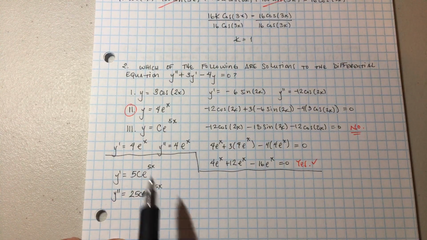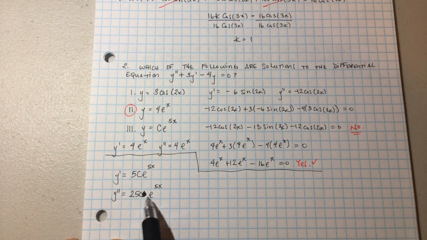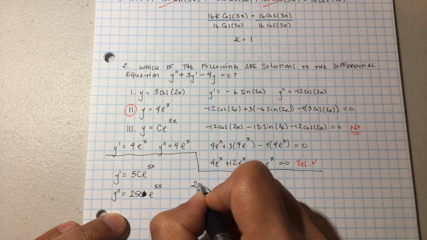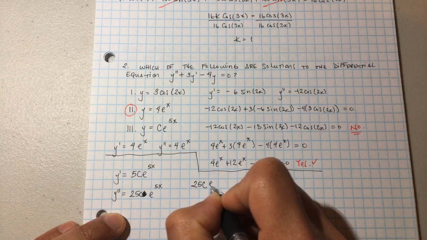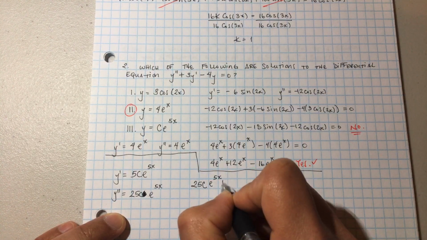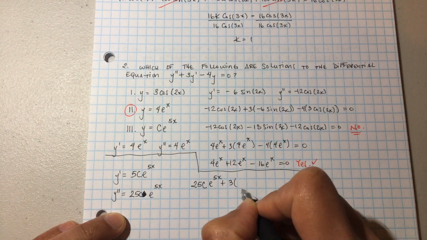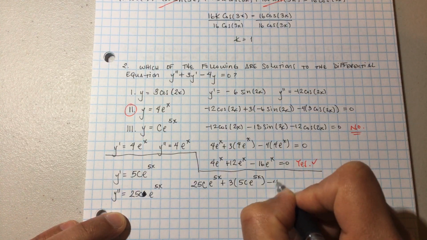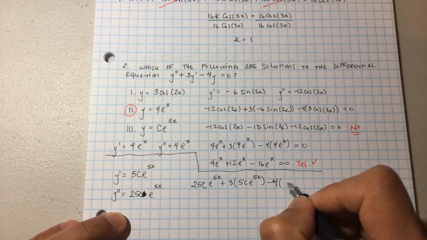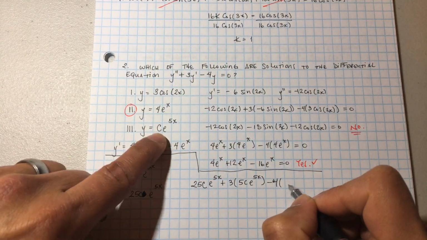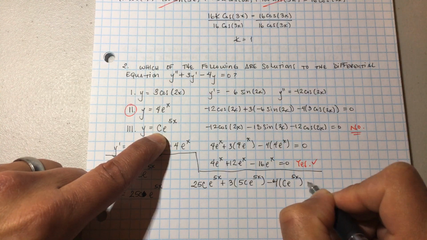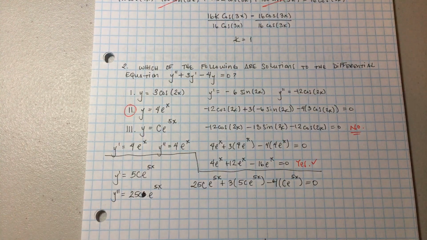All right, so I took the first derivative and the second derivative. Now I'm going to plug it in here. So the second derivative is 25c e to the 5x, plus 3 times the first derivative, which is 5c e to the 5x, minus 4 times y. It is c times e to the 5x.